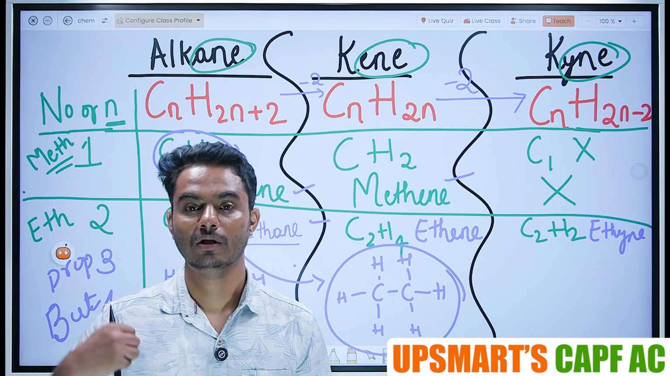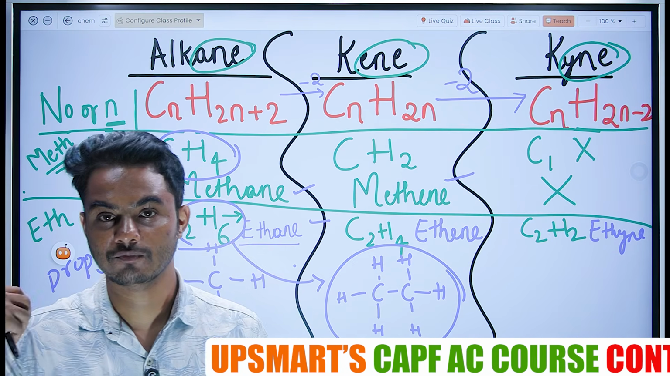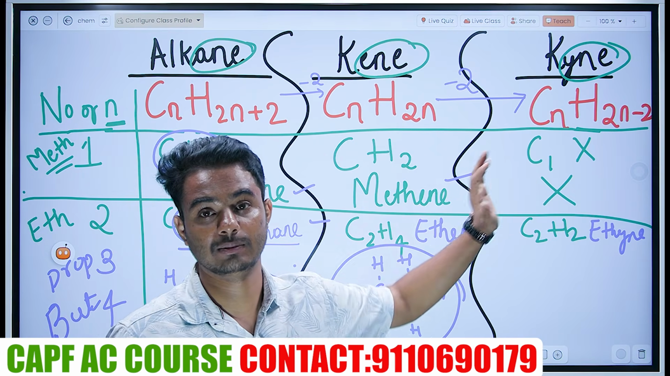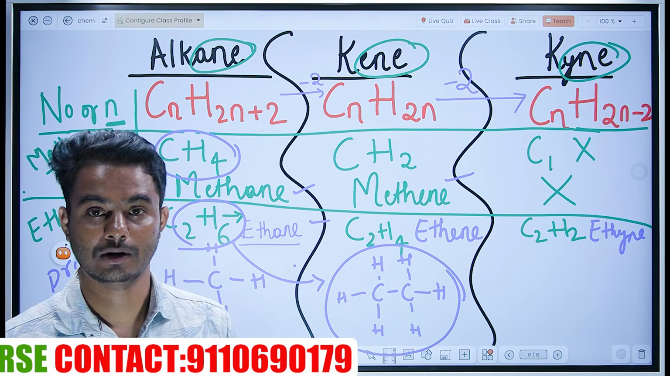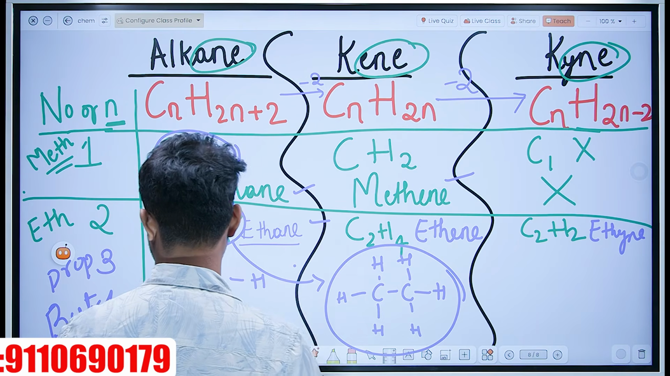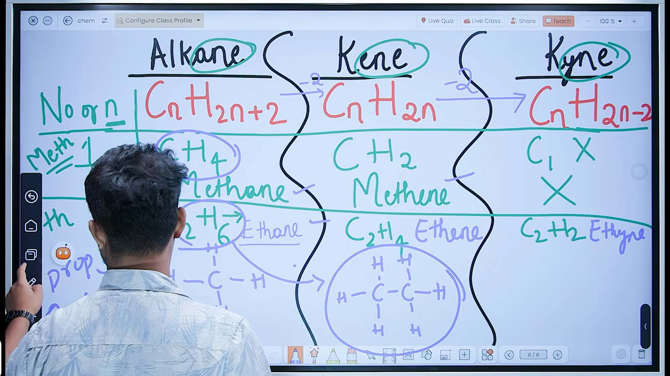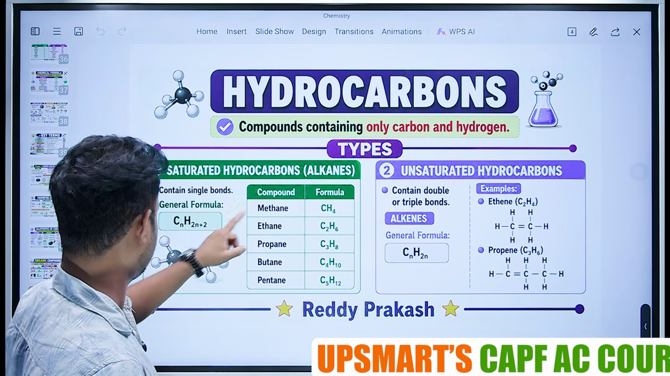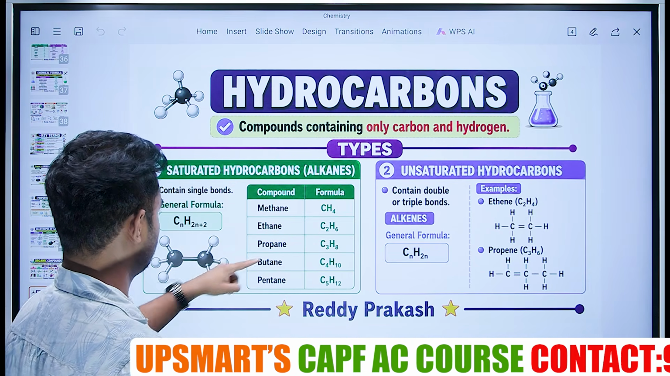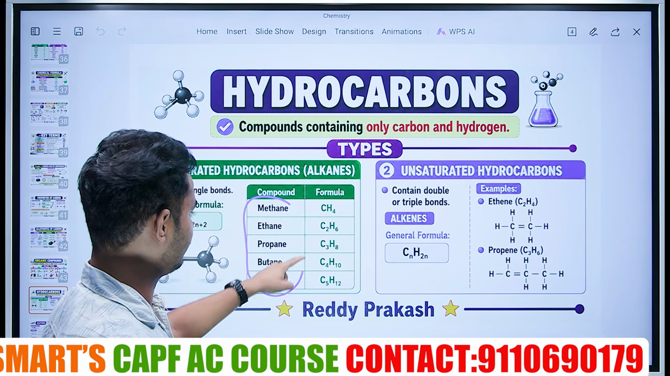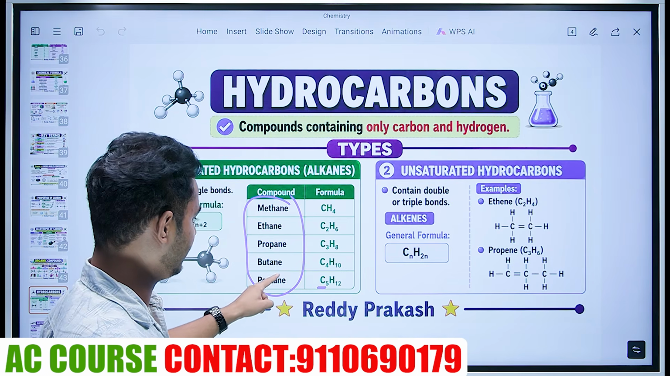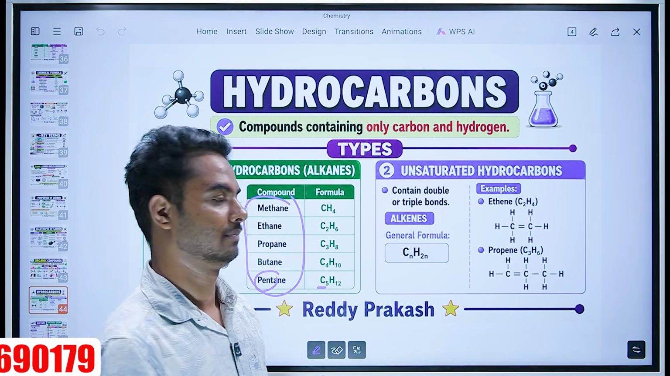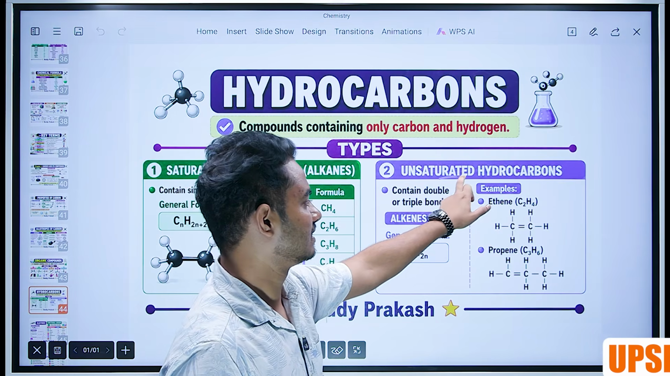Revise it 2-3 times. Understand why it is called like that, why it is named like that, why single bond, why there need to be double and triple bonds. You will get a hold of chemistry. Easy. Next, I explained all these things: why methane, ethane, propane, butane. When it is 5, it is called pent. Keyword is pent. Pentene, pentine. Easy. Unsaturated.